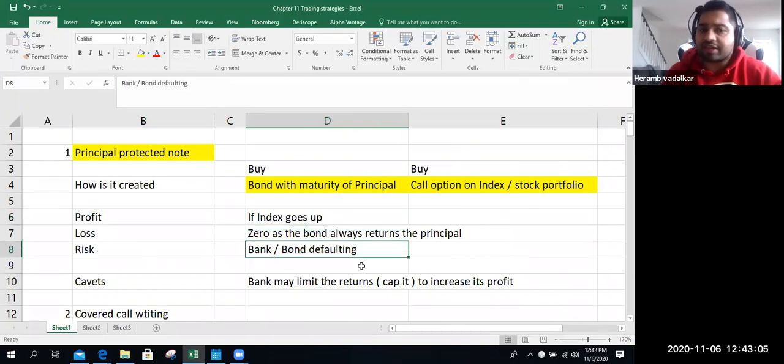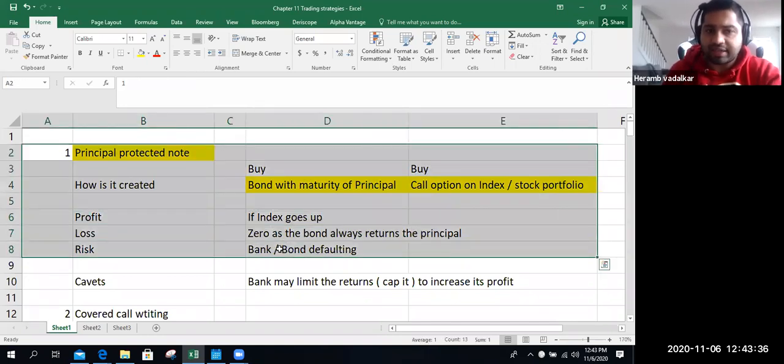The risk in this instrument is the bank defaulting. A lot of people bought principal protected notes from Lehman Brothers, but they defaulted in 2008. So if the bank defaults, this principal protected note goes to zero. There is also a chance that bonds will default, but it is unlikely because they generally invest in government bonds, so government of Canada or government of America bonds, Federal Reserve bonds. So the chance of defaulting there is quite low. So this is principal protected note.